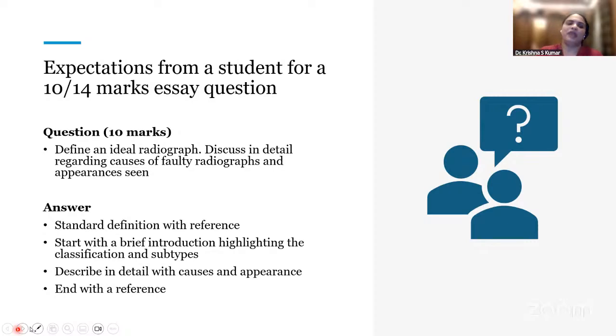So faulty radiograph can be asked as such, or small topics from faulty radiographs may be included, or it may be asked as an essay question to define an ideal radiograph and also discuss in detail regarding the faulty radiographs with its appearance. So you should start with definition. The definition should always be a standard definition, and you can quote or cite from where you took that definition. Then with a brief introduction, you can highlight the classification along with its subtypes. Then you have to describe each of these subtypes with its cause and what image or what appearance it produces, and end with the reference.